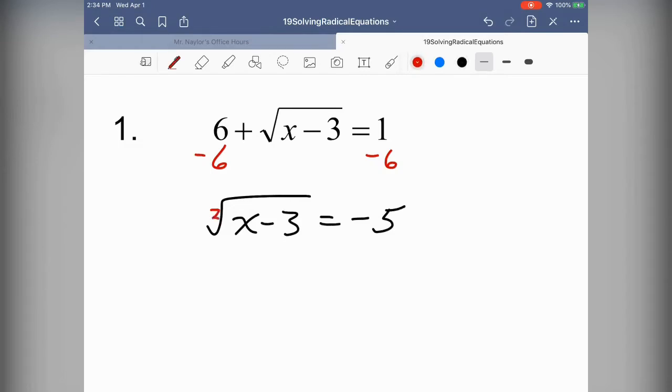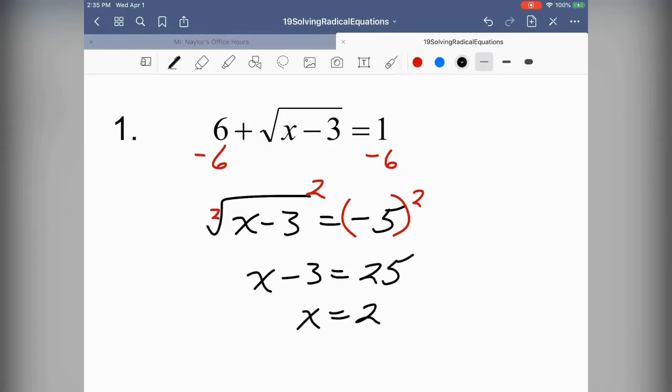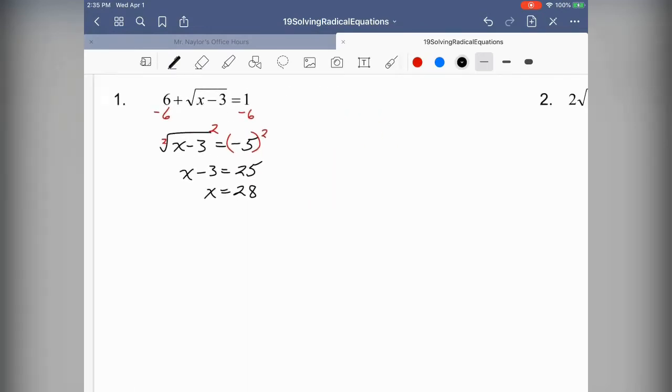Now when you do that, you get -5, and then you want to get ready to power this away. Now this is a square root, so I'm going to raise both sides to the second power. Make sure that you're actually squaring -5, and that leaves you with +25, so that when you add 3, you can get 28. Or do we get 28?